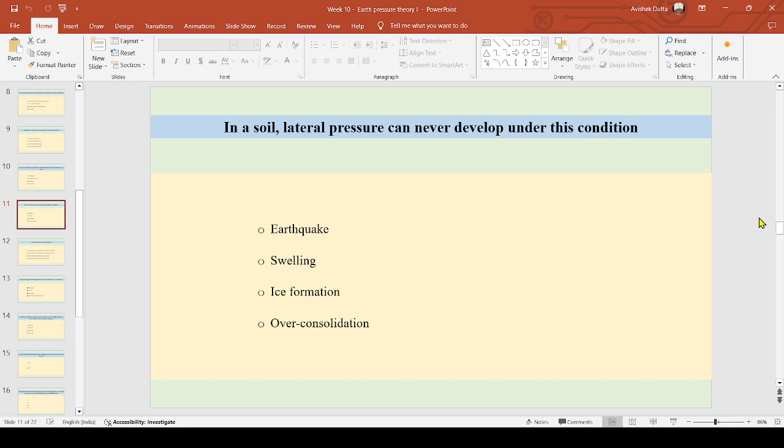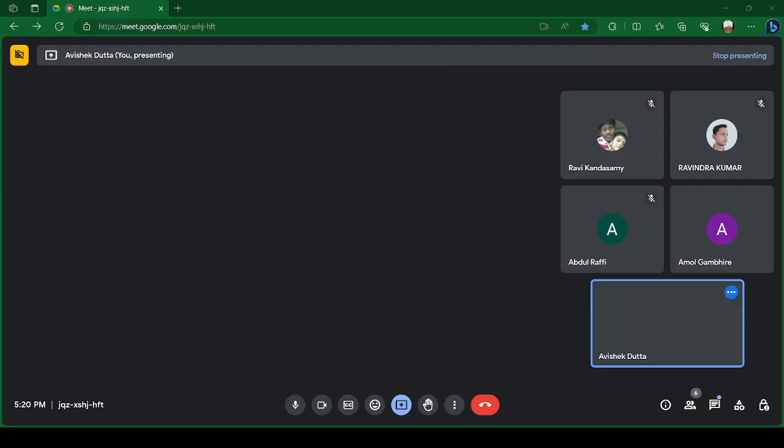I'll repeat the question. In a soil, lateral pressure can never develop or is the most unlikely to develop under this condition. Options are: option 1 is earthquake, option 2 is swelling, option 3 is ice formation, option 4 is over consolidation. Option 4 is over consolidation.